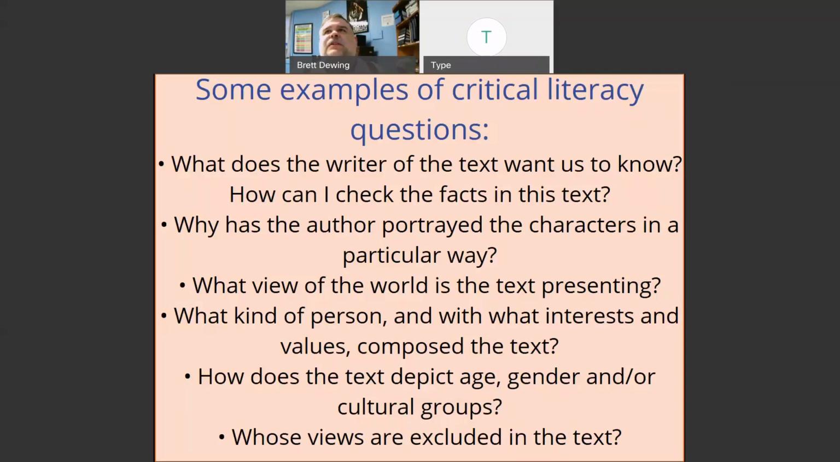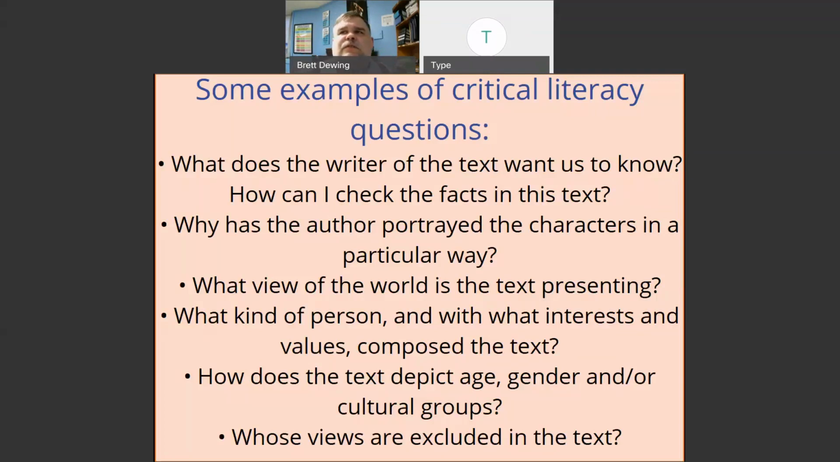So some examples. What does the writer of the text want us to know? And how can we check the facts? So is the author trying to get information across to us, and how do we know if it's true or false? Why has the author portrayed the characters in a particular way? So why are some characters portrayed one way and other characters another way? It's getting into the author's head and trying to figure out what they were meaning when they wrote it.